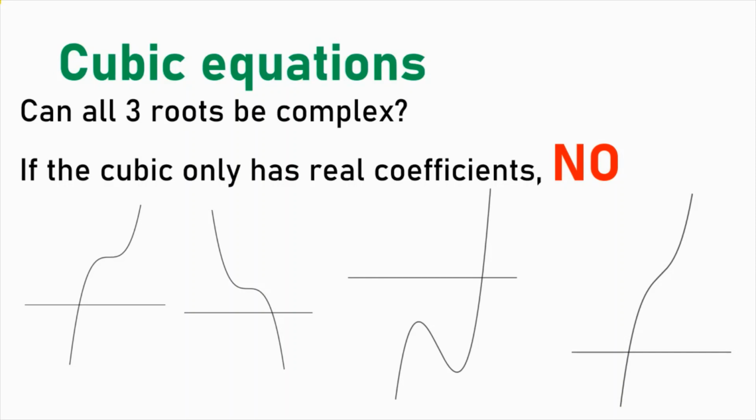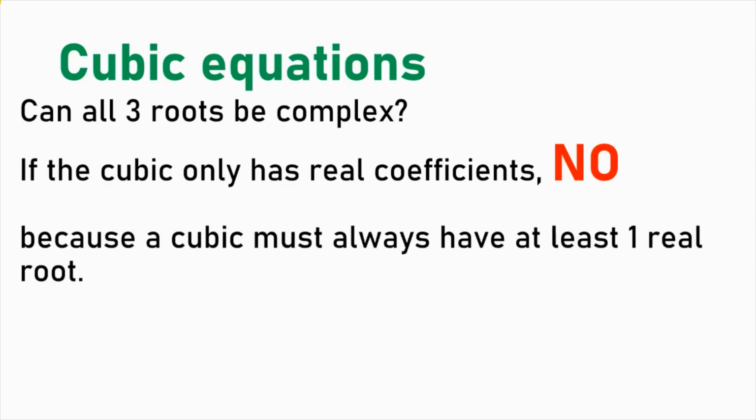So that means we can confirm that a cubic will always have at least one real root, and therefore that means those 4 situations we looked at before are the only possible ways of having solutions for a cubic with all real coefficients. Okay, let's look at an example.